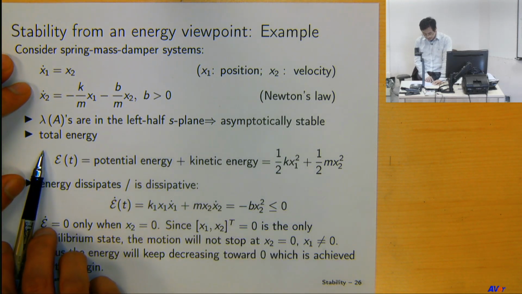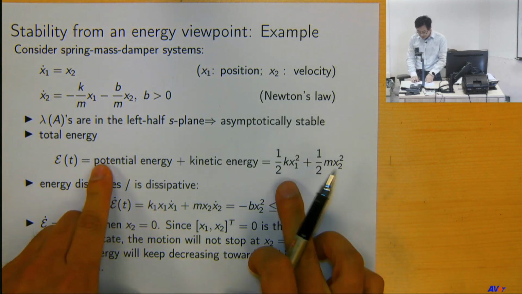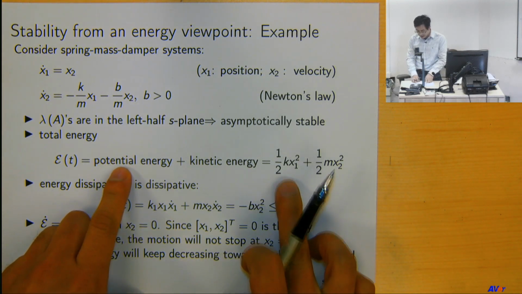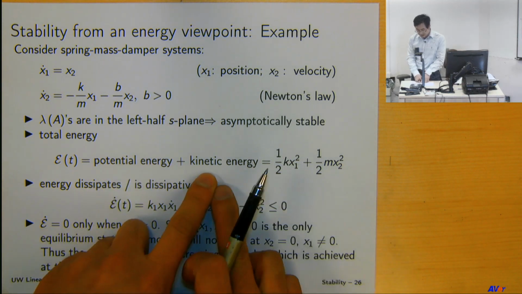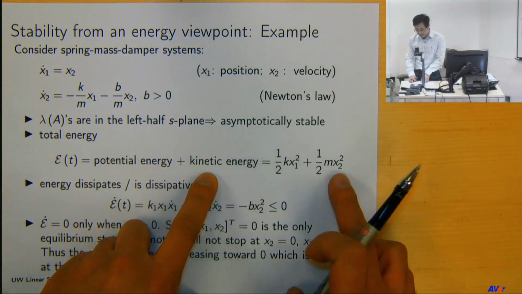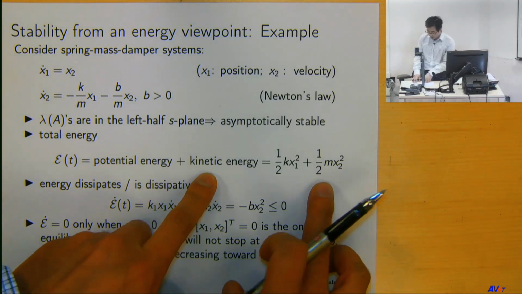But if you look at the system from the energy perspective, you can see the total energy. This is just a spring and mass, right? So the spring is containing some energy. It's potential energy in the spring, half of k times the position squared, and the kinetic energy stored in the mass, depending on the velocity. So half of m times the velocity squared is the kinetic energy.